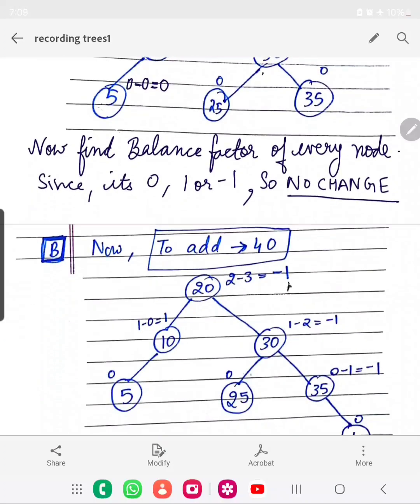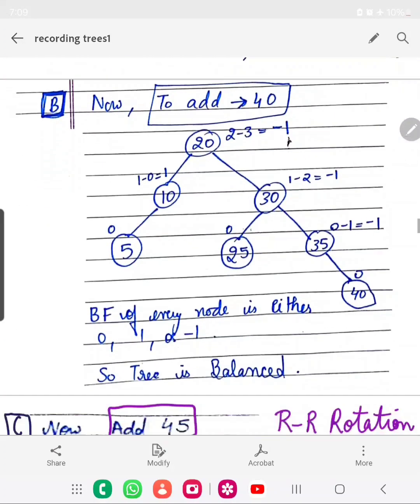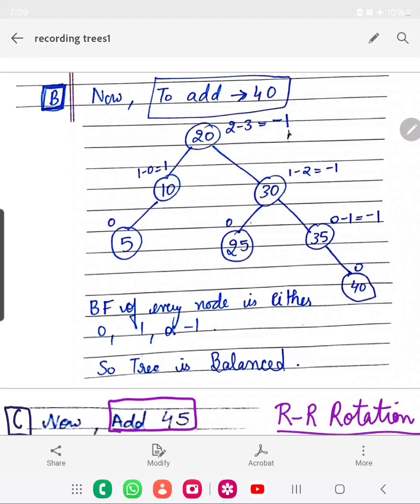Next, we add 40. Now when we add 40, where will 40 be added? To the right of 20, to the right of 30, to the right of 35. So 40 is added here. Let's check the balance factors. The left child of 35 is not there, so 0 minus 1, which is -1.